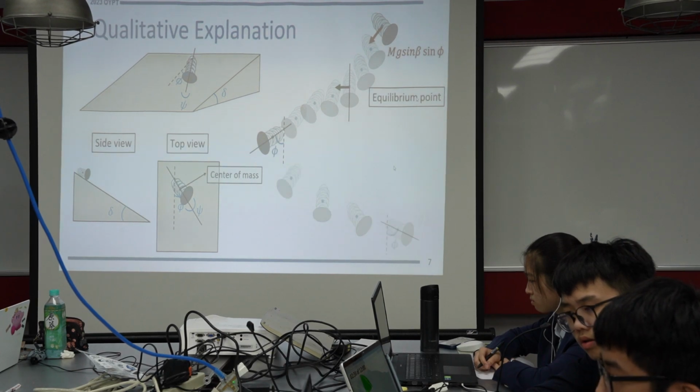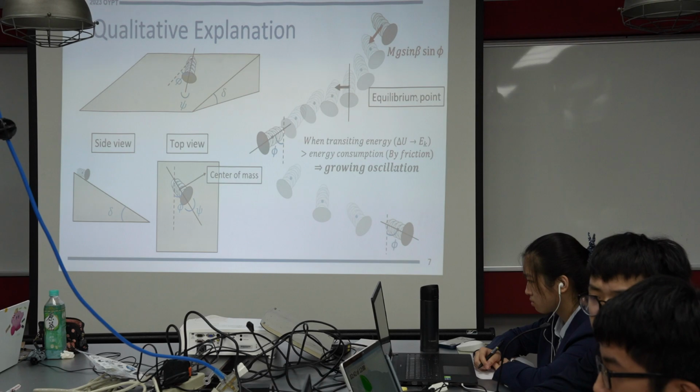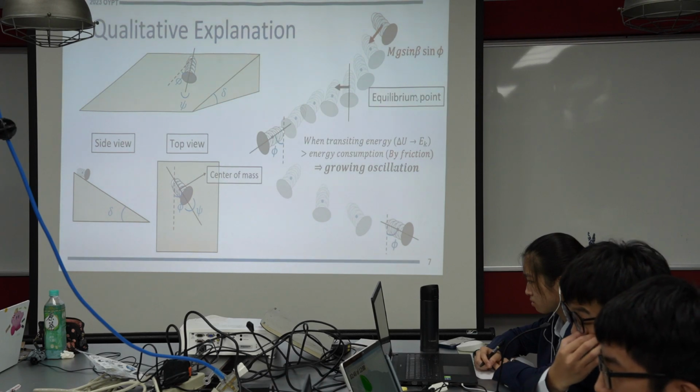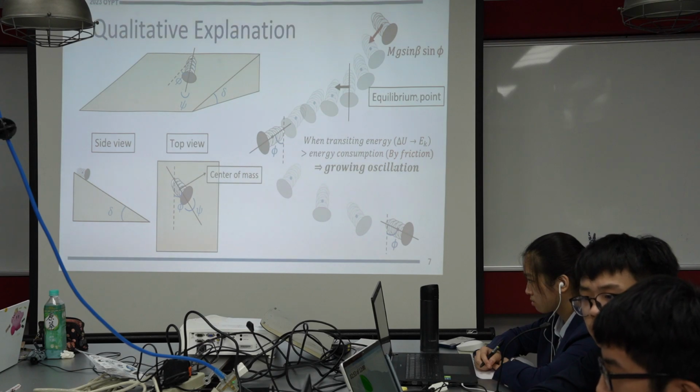Then in this part, we can separate the energy into 3 parts: kinetic energy, potential energy, and the energy that friction consumes. If the transiting energy, which means the potential energy transiting to kinetic energy, is bigger than the energy consumption by friction, the screw will experience growing oscillation, which is the phenomenon we are going to investigate.